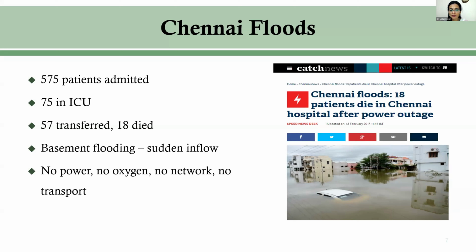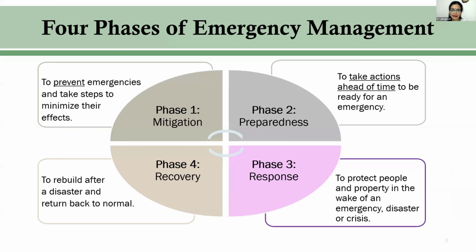It's because of the basement flooding that happened, because of the Adyar river that breached, and it flooded the basement of the international block in the hospital. No power, no oxygen, no network, and no transport. Now here, because the other hospitals were also affected, it became a major catastrophe because they did not have beds too, and there was no transport facility available. So this is a typical example of an external disaster.